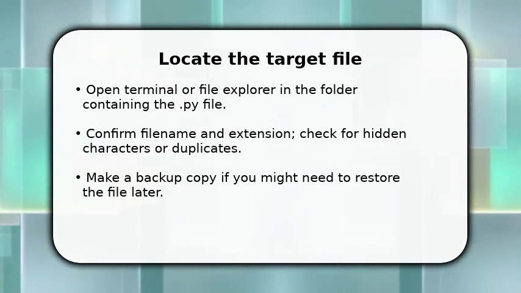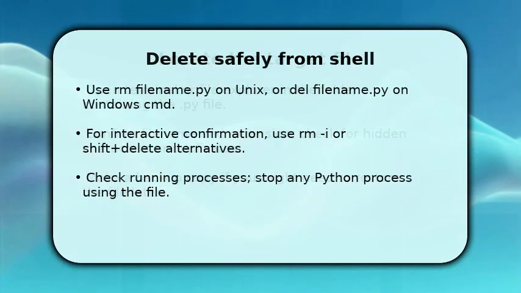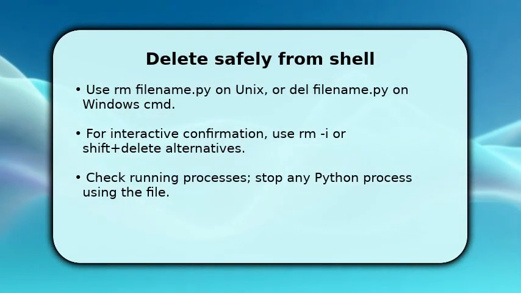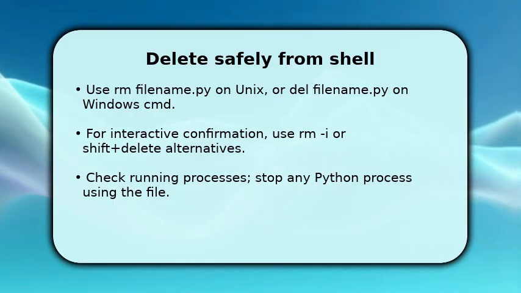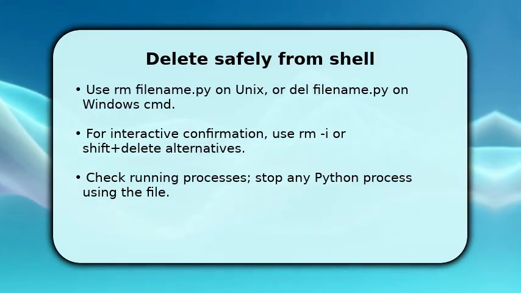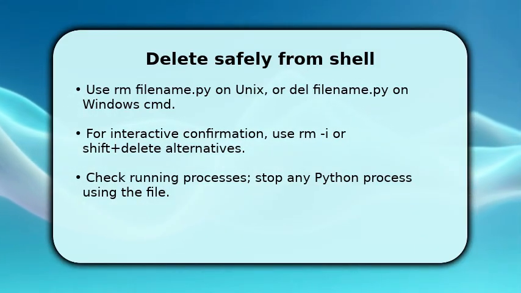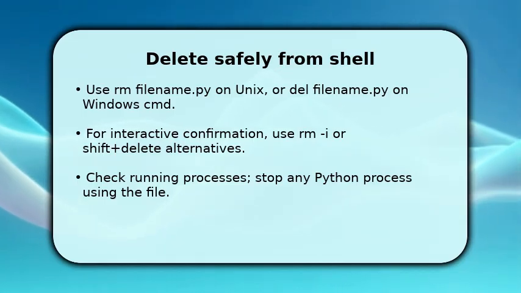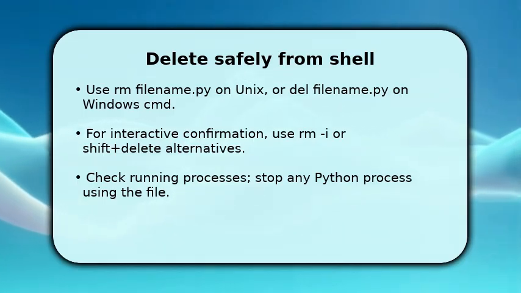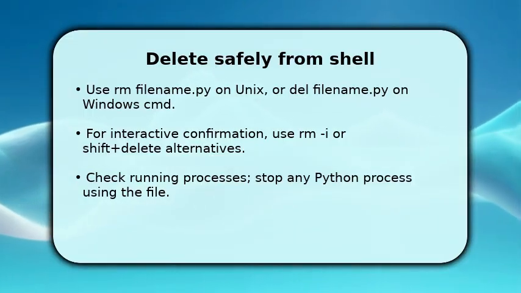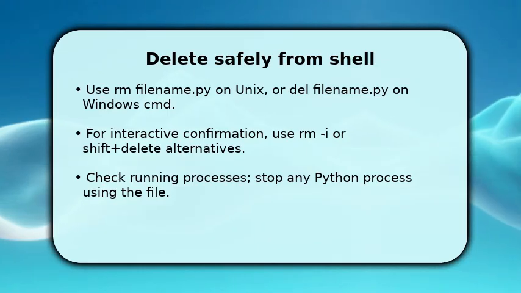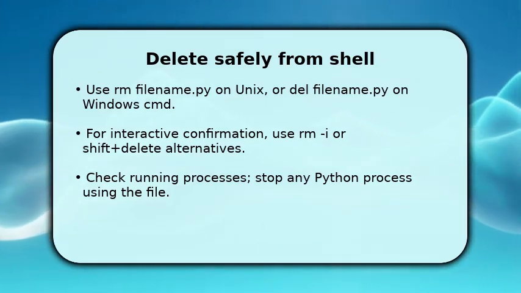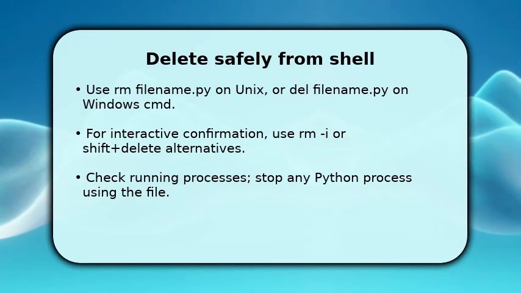Now delete the file from the shell while paying attention to safety. On Unix-like systems, run rm -i filename.py. Add -i for confirmation so you can cancel if needed. On Windows, use del filename.py in cmd or remove via PowerShell Remove-Item filename.py. Make sure no Python interpreter or service has the file open, stop processes, or restart the service if necessary, because open handles can prevent removal or leave cached copies.